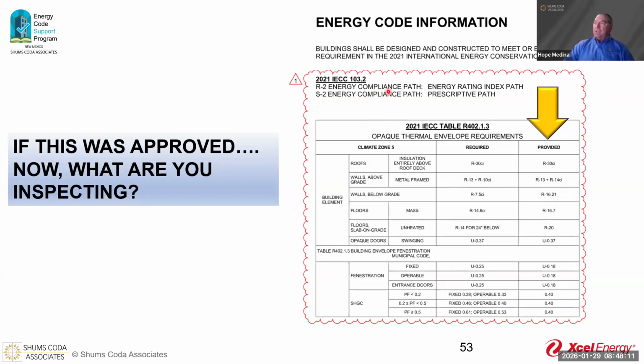But what they did tell us up here is for the R2, we're going to do this for the energy rating index path. We've got a little problem with that, because energy rating index is for R3s, townhomes, and single family attached dwellings only. It's not for an apartment. So they would need to give us something else here.